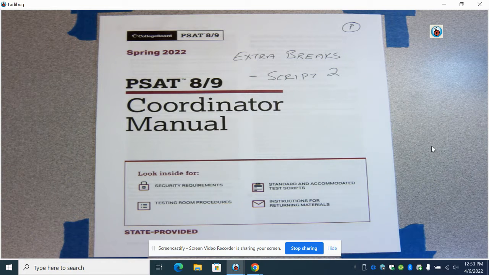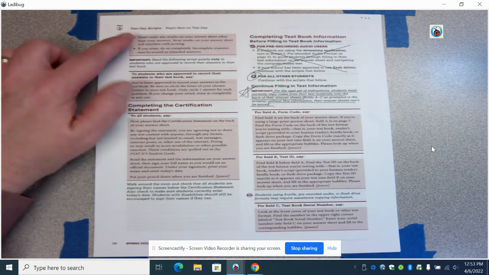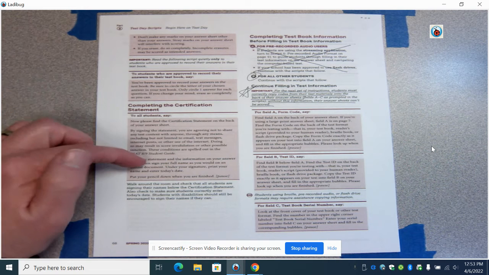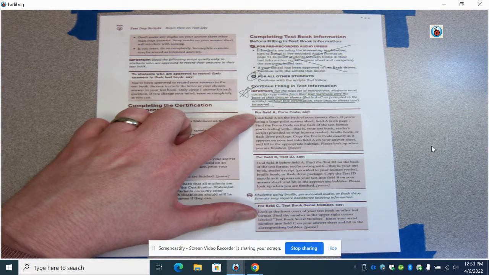All right, now that you have watched that first video, let's take a look at your script. As you remember, when we talked before, we had some questions to fill out before the exam. This concludes that. There are still some finishing questions here. You've got form fields A, B, and C to complete. Form code, test ID, test serial book number.